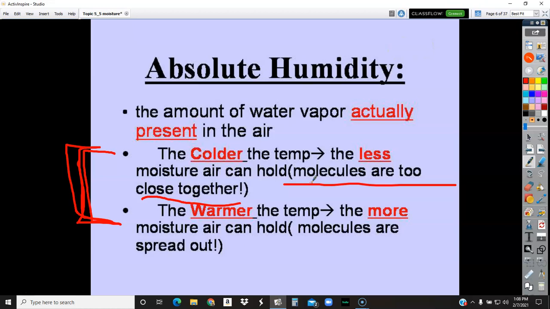And then the opposite. When air gets warmer, it spreads out. The molecules spread apart. Well, now, because the molecules are spread out, I can fit a lot of water molecules between those warm air molecules. So colder air, less moisture. Warmer air, more moisture.